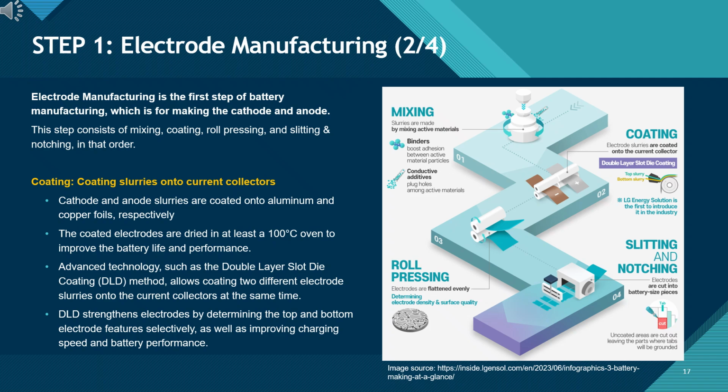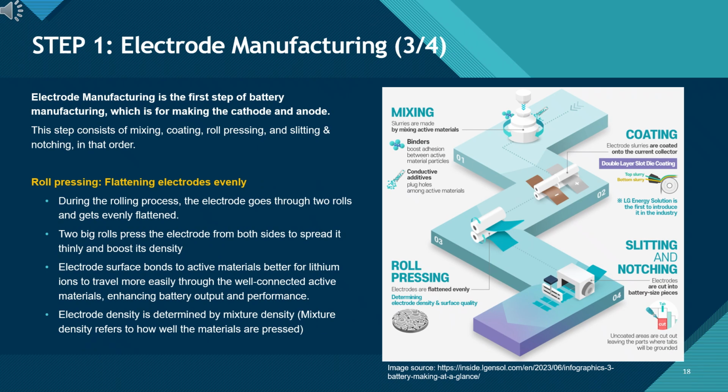Advanced lines may use double-layer slot die coating, which can apply 2 different slurry layers in a single pass. This helps tailor the top and bottom of the electrode for better ion transport and mechanical strength, while also improving line speed and cost efficiency. Overall, this coating step converts liquid slurries into solid, functional electrode films ready for densification in the next stage, roll pressing.